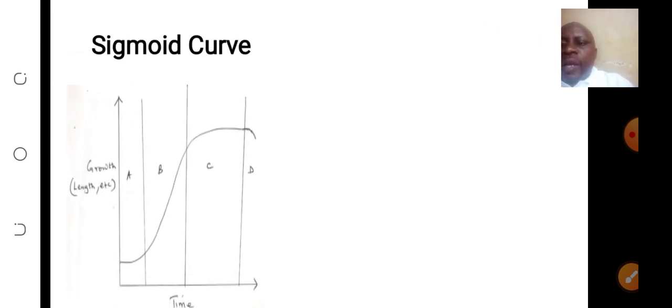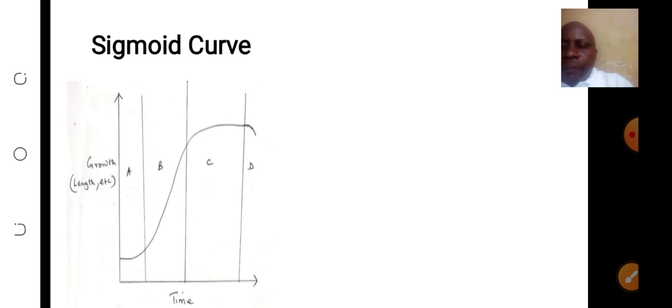Let us look at this particular diagram here. If we plot growth, like length, height, mass etc against time, we shall be able to come up with this particular type of curve. And this curve is what we call the sigmoid curve. The sigmoid curve has got how many phases? Can you see there? Or how many regions? They are labeled with letters. We have region A, B, C, and D.